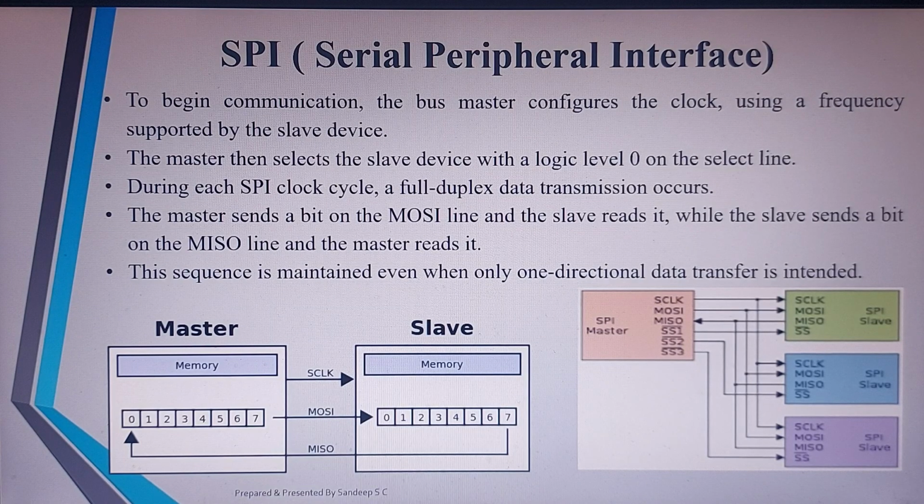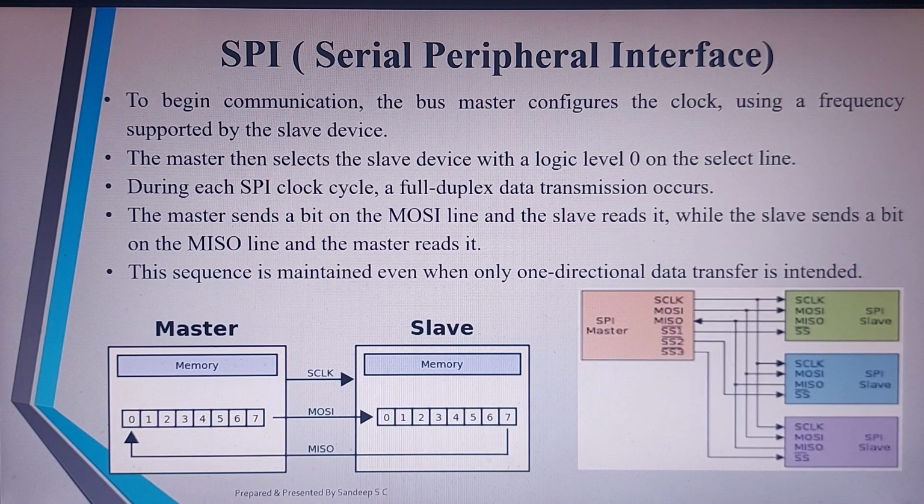Here we can see how exactly the communication happens. First, the bus master configures the clock using a frequency supported by the slave device. That is because usually the masters will be operating at a higher frequency than the slave devices. So always the frequency will be configured to the slave device frequencies.